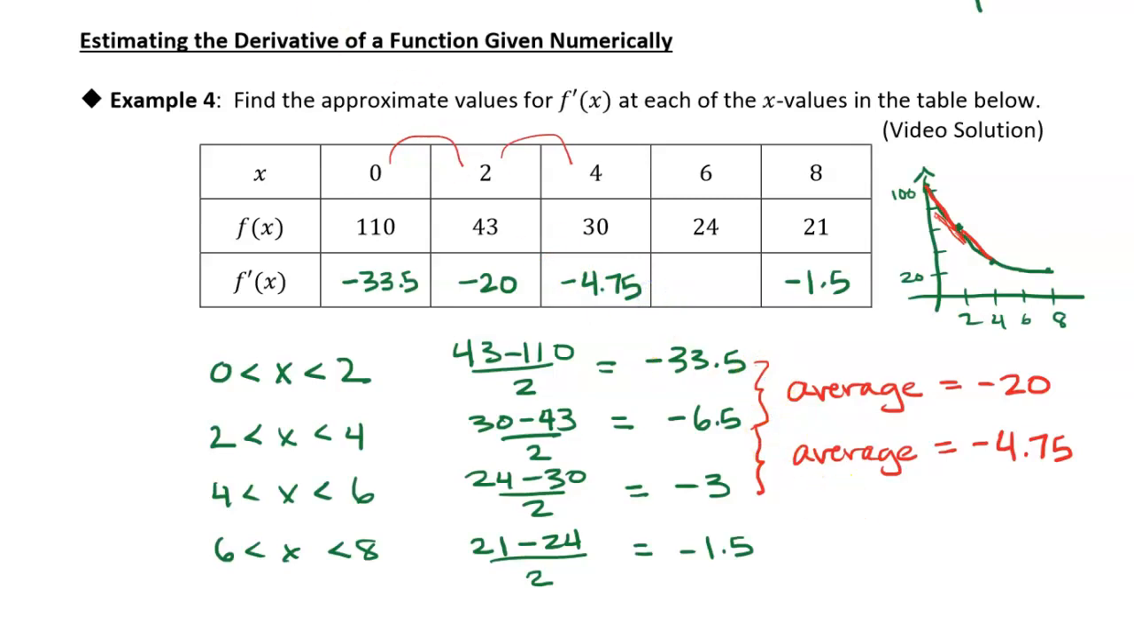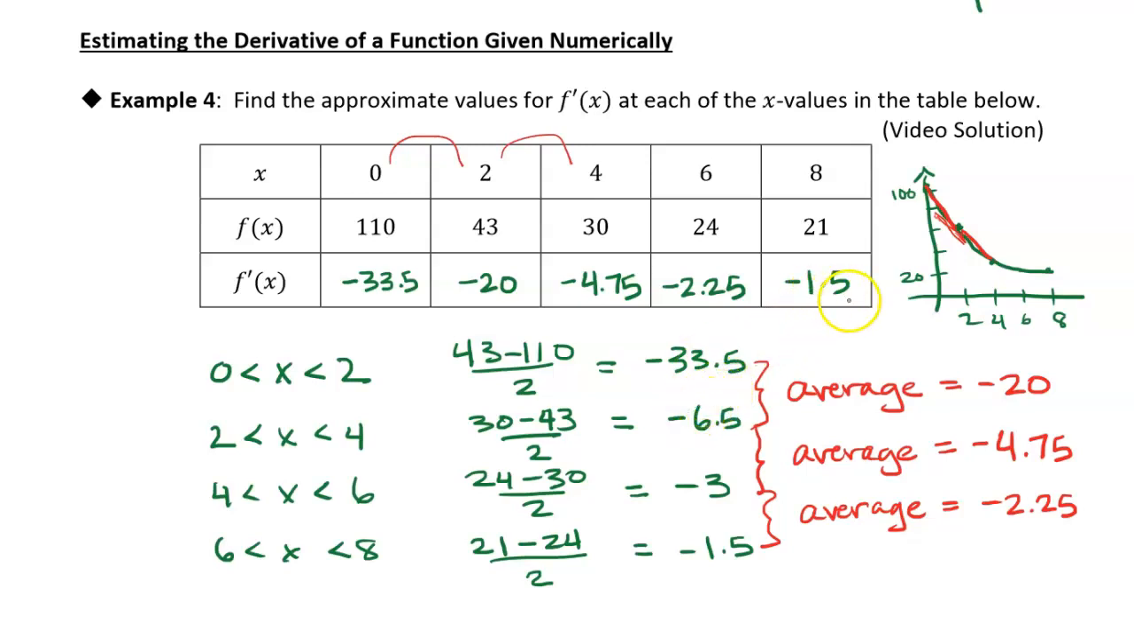I'm going to do the same thing with the next two points. I'm trying to find the derivative at 6. The slope of the tangent line at 6 is going to be somewhere between the two average rates of change on either side of 6. So I'll average those together to get a better estimate. I take negative 3 plus negative 1.5, divided by 2, and I get negative 2.25. So my best estimate for the derivative at 6 is about negative 2.25.